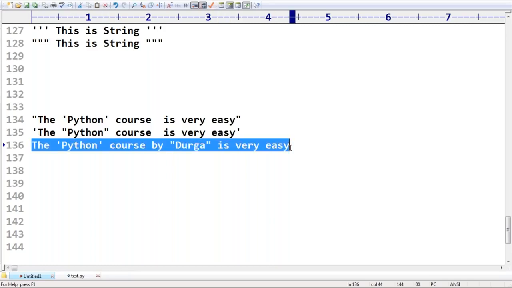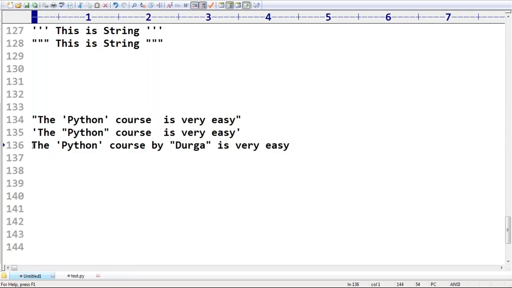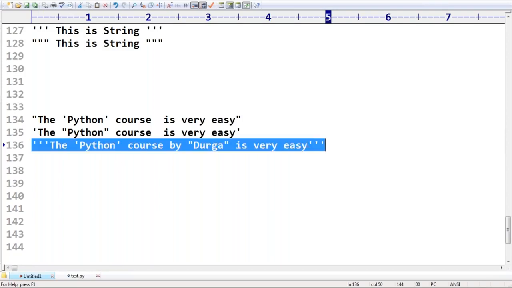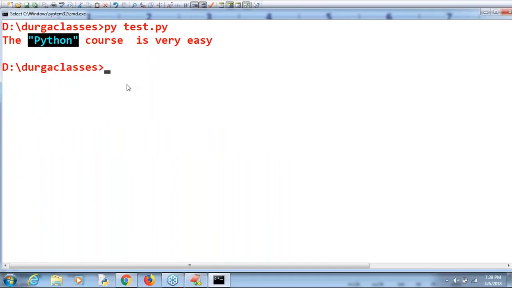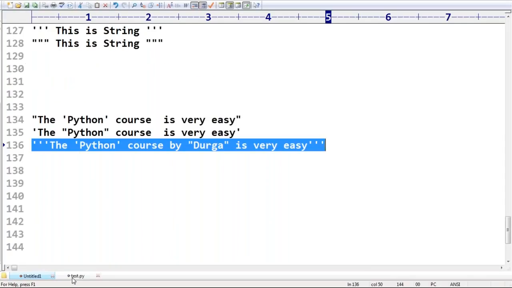Can I enclose within single quotes? No. Can I enclose within double quotes? No. Then in your string literal, if you want to use a single quote or double quote as a symbol, then we have to enclose within triple quotes. Are you getting? Triple double quotes or triple single quotes, no problem at all. Itself is acceptable. Observe that.